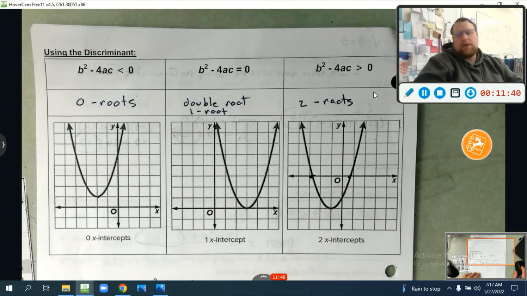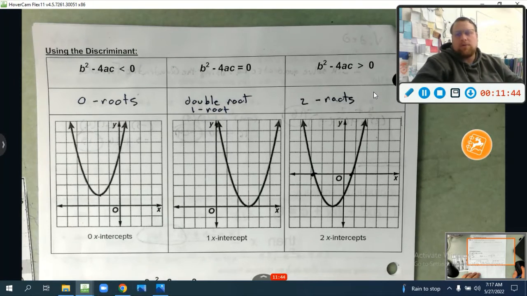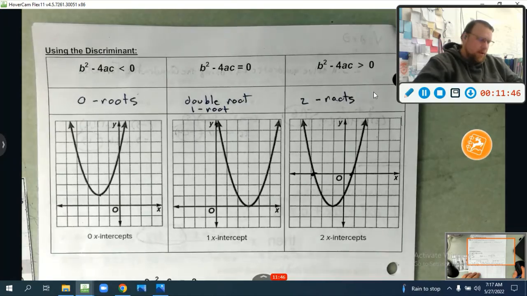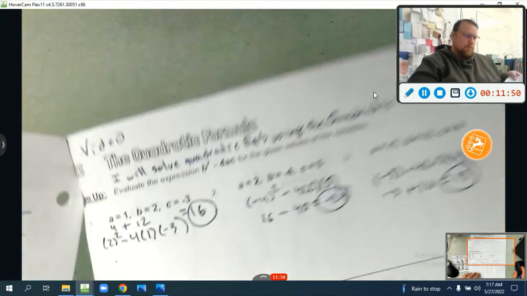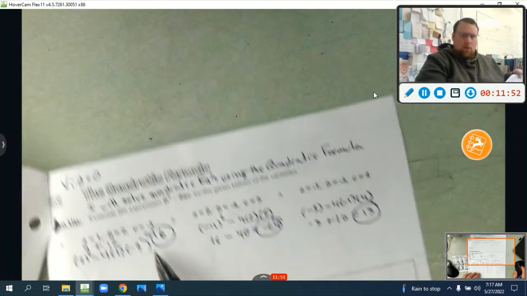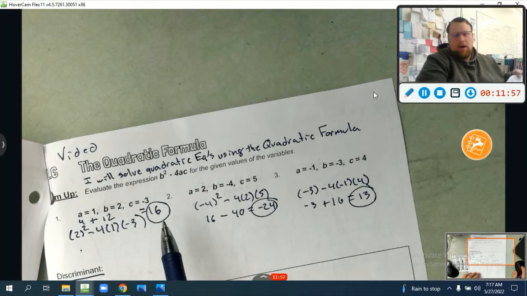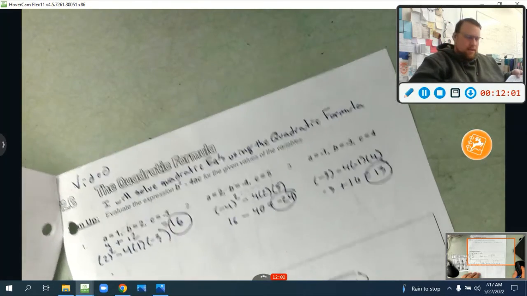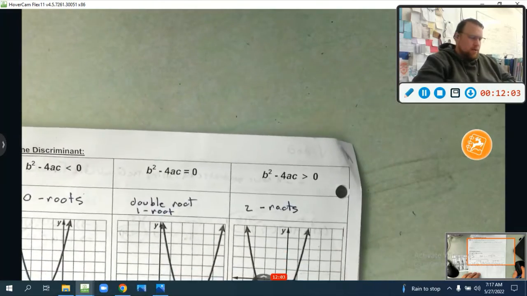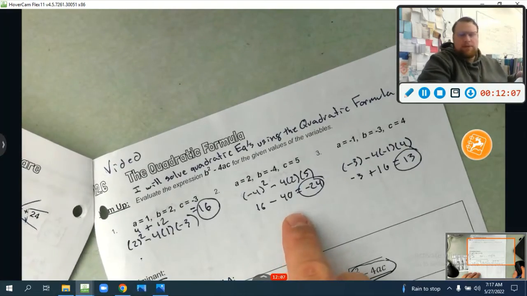So if you ever want to know if something is completely not factorable, then we throw in the discriminant and see what happens. So if I go look back at our warm-up, guys, let's see what it tells us. Okay, I had that 1 and 3 were greater than 0, so that means they are 2 roots, and this one that was less than 0, remind me, what is less than 0? It would be 0 roots. So this right here would not be factorable. It would be 0 roots. Okay?